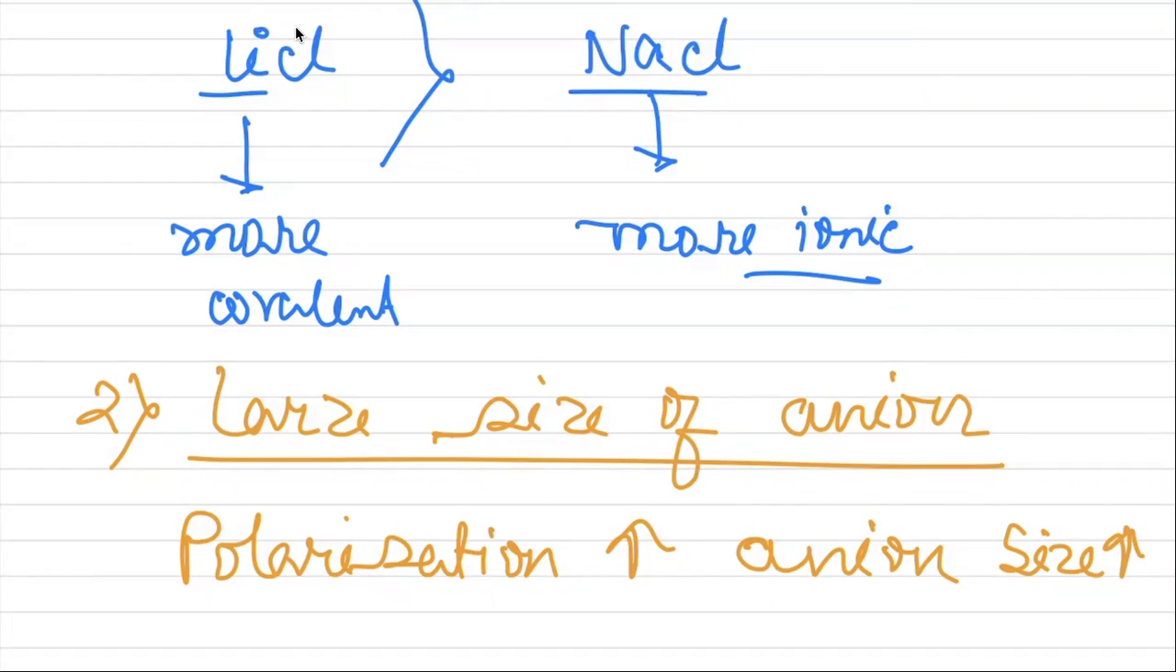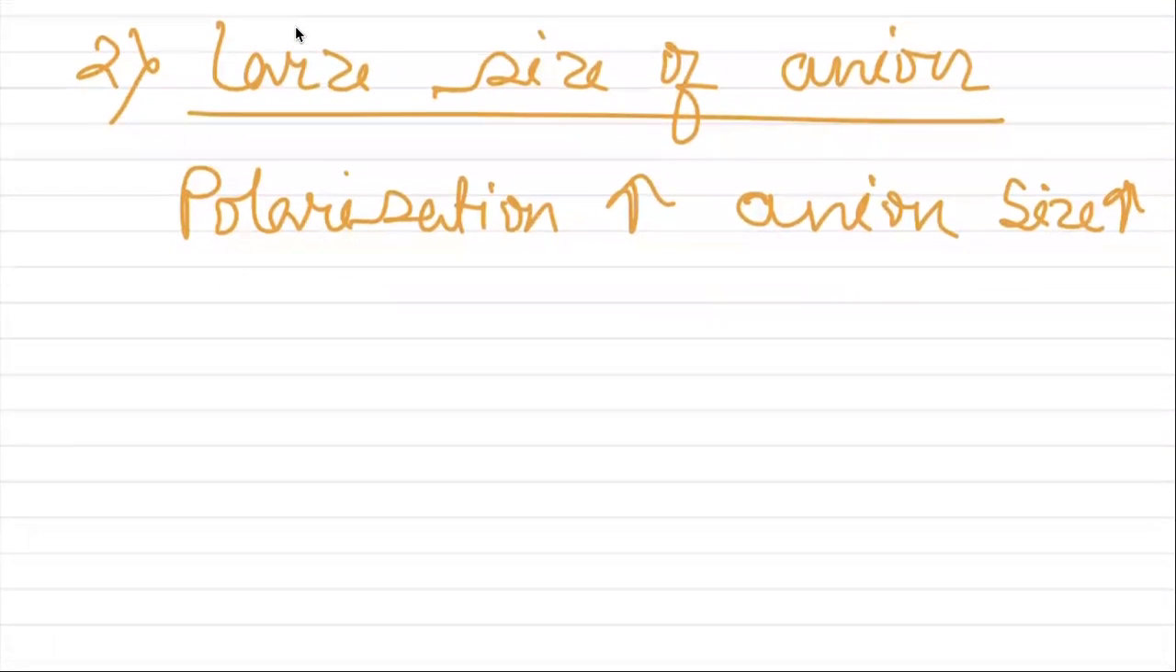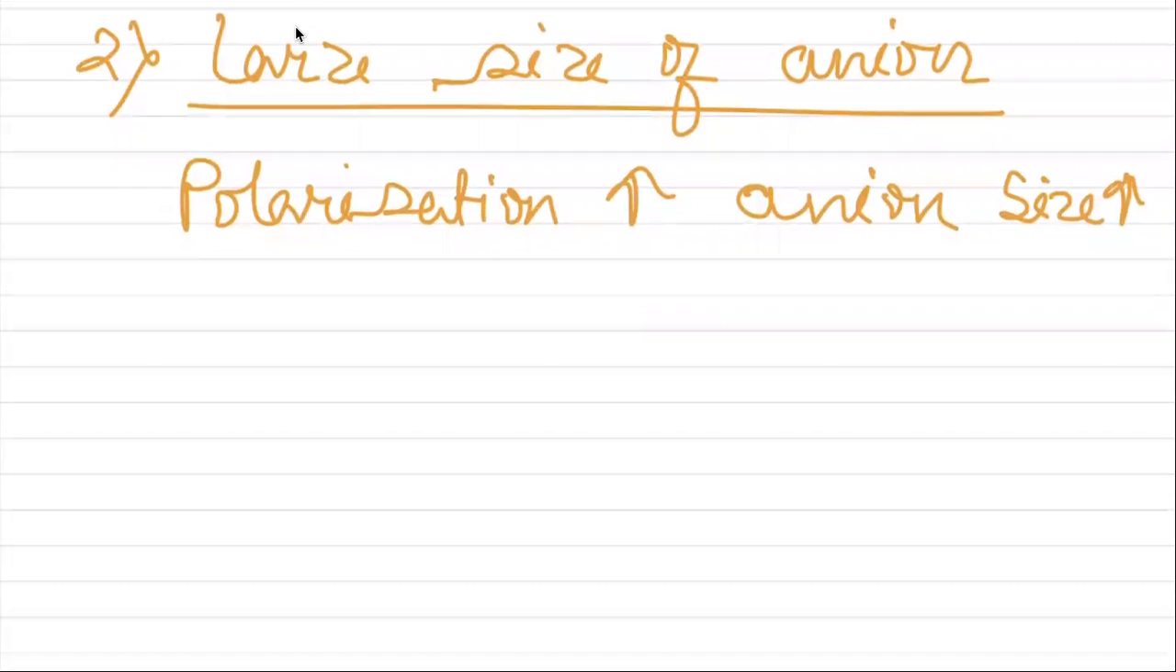Okay. So large size of anion. So polarization increases when the size of the anion increases. Okay, so why does this happen? Because the electron cloud on the bigger ion will be held less firmly by its nucleus.